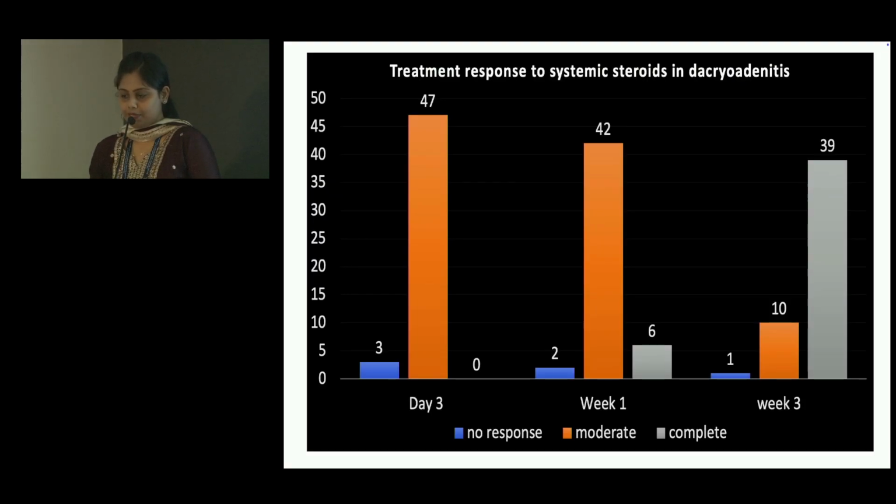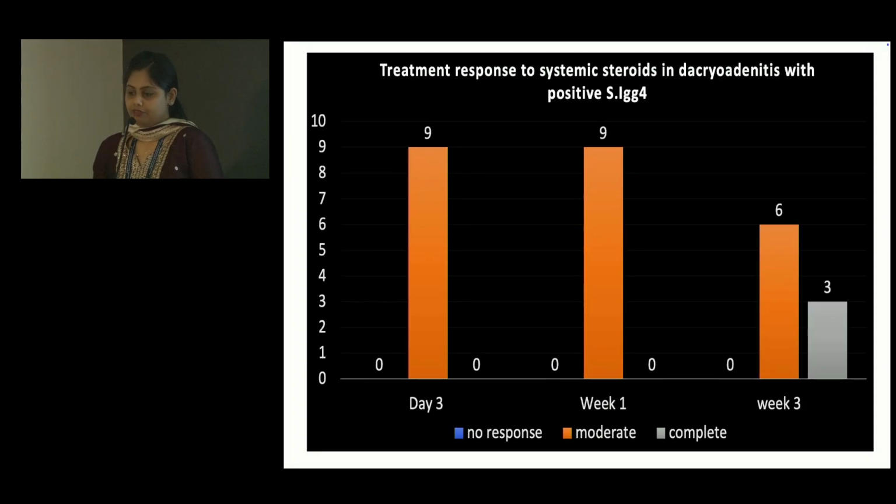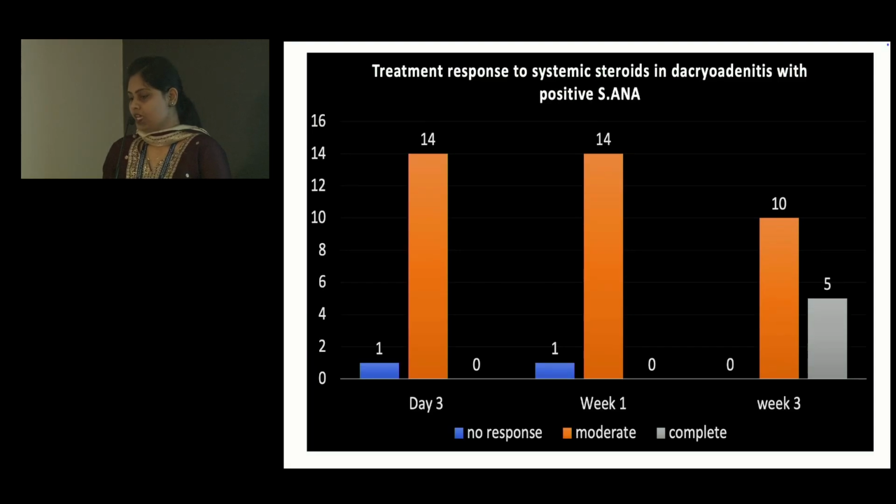Looking at the treatment response to systemic steroids, on day 3 and week 1, the majority of the patients had moderate response, whereas on week 3, the majority had complete response. But for serum IgG4 positive patients, on day 3 and week 1, none of them had a complete response. And even on week 3, the majority had a moderate response only. Similar was the case for ANA positive patients. The majority had a moderate response only during all the follow-ups.